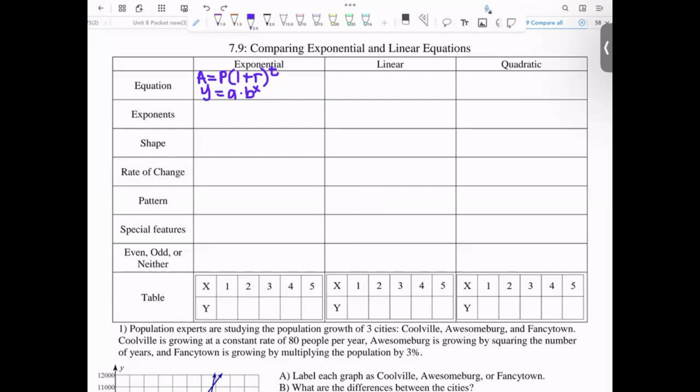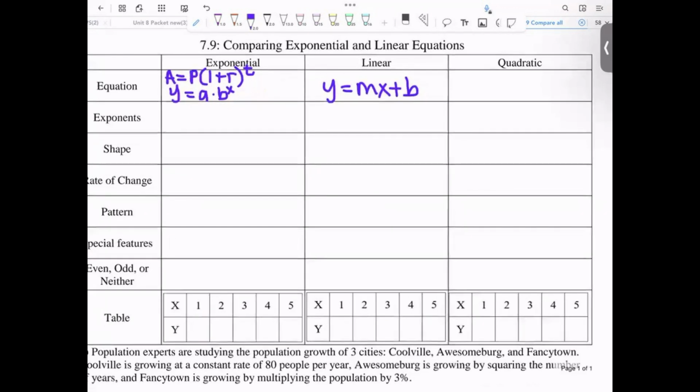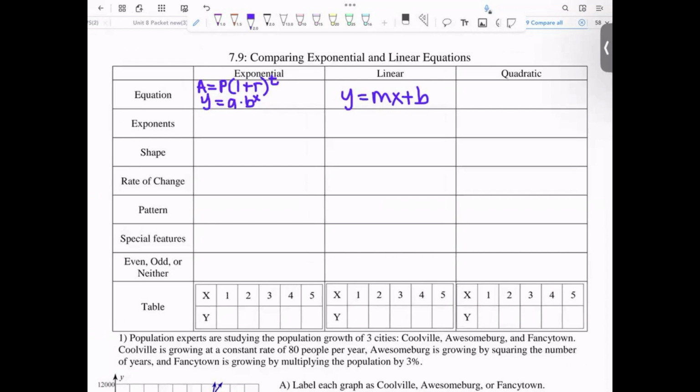All right, linear, our equation will be y equals mx plus b. For quadratic, we did have a couple different versions. We had vertex form, intercept form, or standard form. I'll write our vertex form because that's really the one we use the most. So y equals a(x minus h) squared plus k.